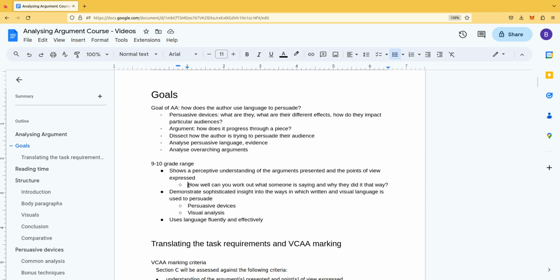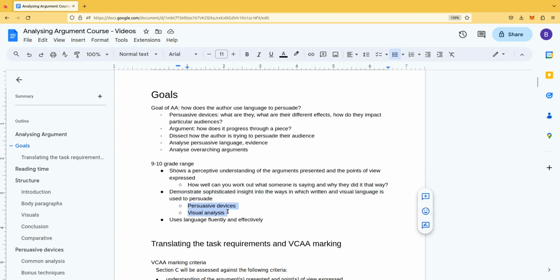What you have to show the examiner is how well can you work out what someone is actually saying and why they did it that way in particular. If you can show this, you'll put yourself ahead of a lot of other students because this is actually one of the most difficult parts of argument analysis. Secondly, demonstrate sophisticated insight into the ways in which written and visual language is used to persuade.